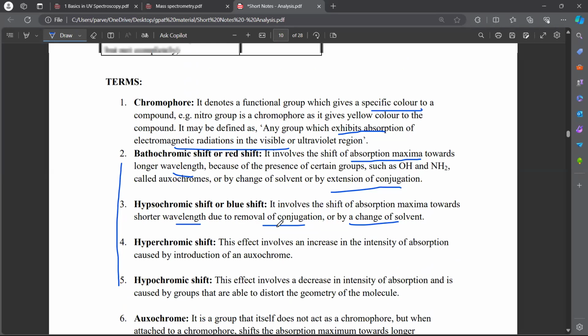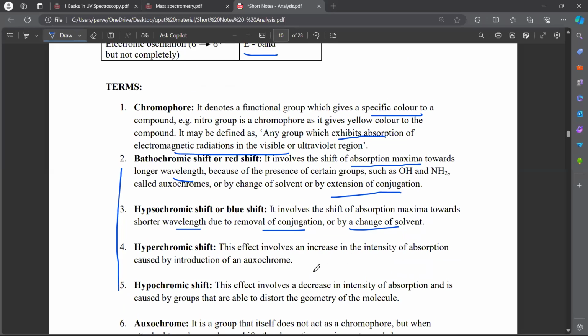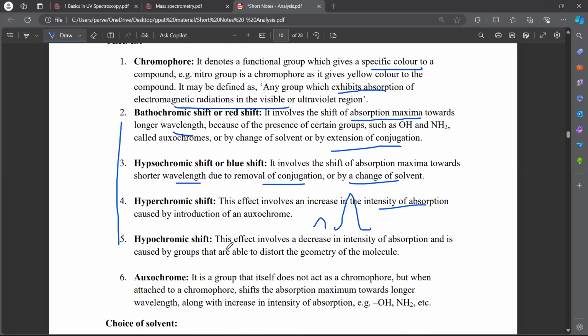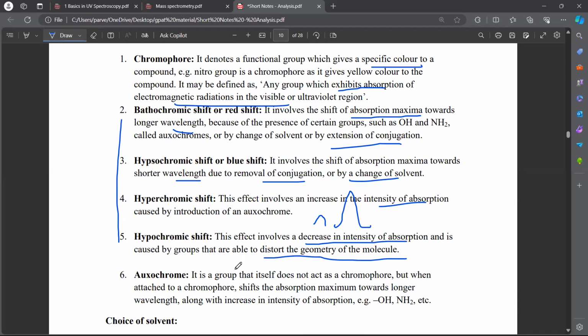Then hyperchromic and hypochromic shift. Hyperchromic shift is an increase in the intensity of absorbance. For example, by introduction of the auxochrome, there is an increase in the intensity of the absorption. Hypochromic shift is a decrease in the intensity of the absorbance caused by groups that distort the geometry of the molecule.